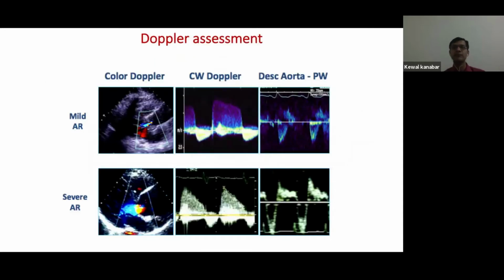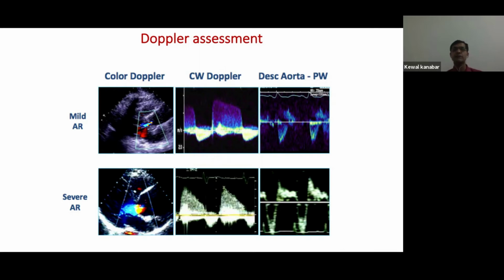The Doppler assessment of aortic regurgitation includes color Doppler, continuous wave Doppler, pulse wave Doppler, and flow reversal in the descending aorta. Pulse wave Doppler of aortic regurgitation is not very helpful. What is helpful is continuous wave Doppler. Also, color Doppler is extremely important. If the AR jet width by LVOT diameter is more than 65%, as seen below in the picture on the left, that is suggestive of severe AR.